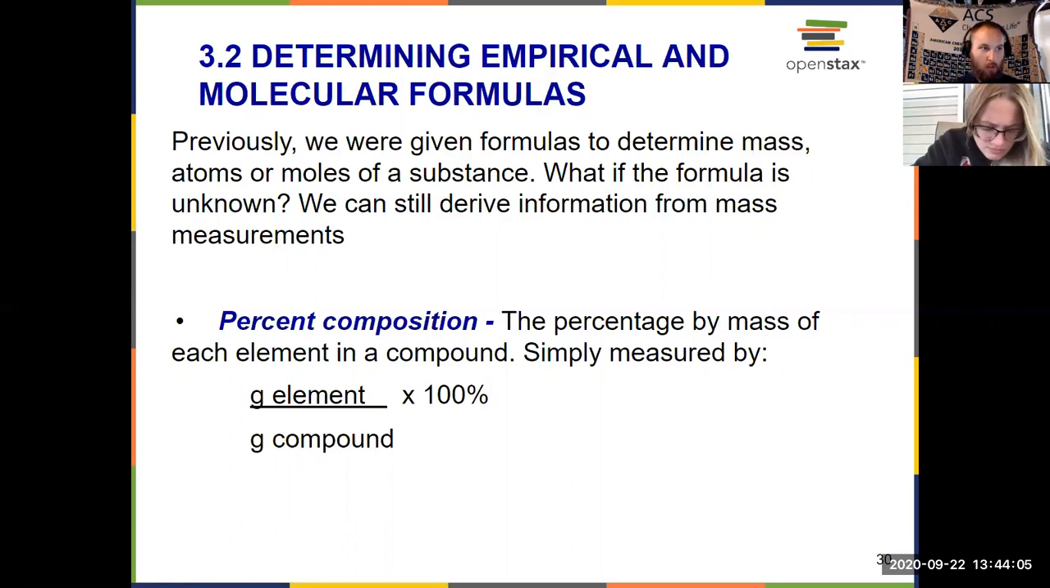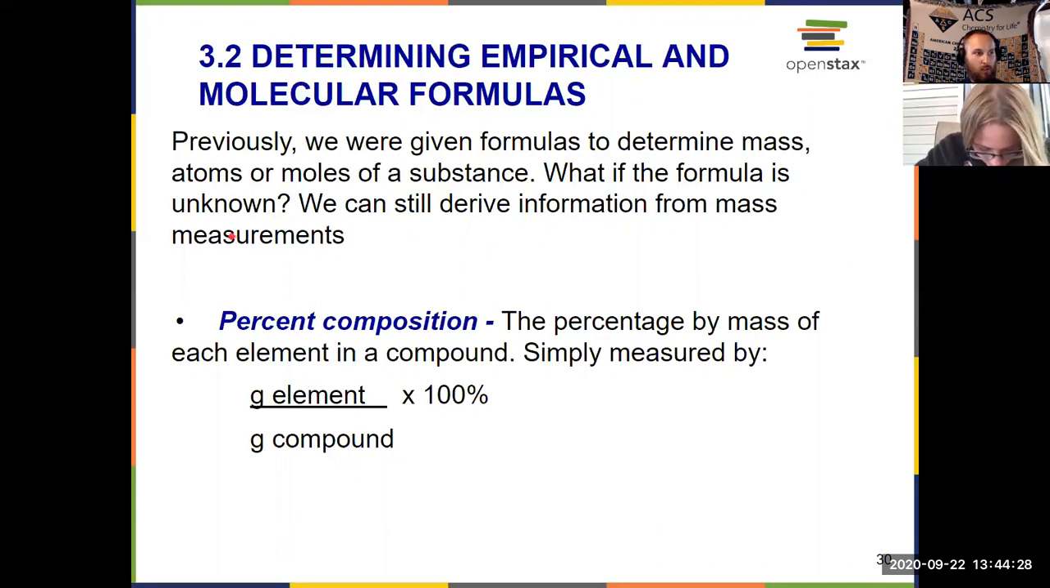And in 3.1, we were given a formula, and we could determine the mass, right? The formula mass, that's what a big chunk of 3.1 is all about. And then we could use our conversion factors to find moles or to find atoms if we used Avogadro's number. But what 3.2 is all about is answering that question, what if the formula is unknown?